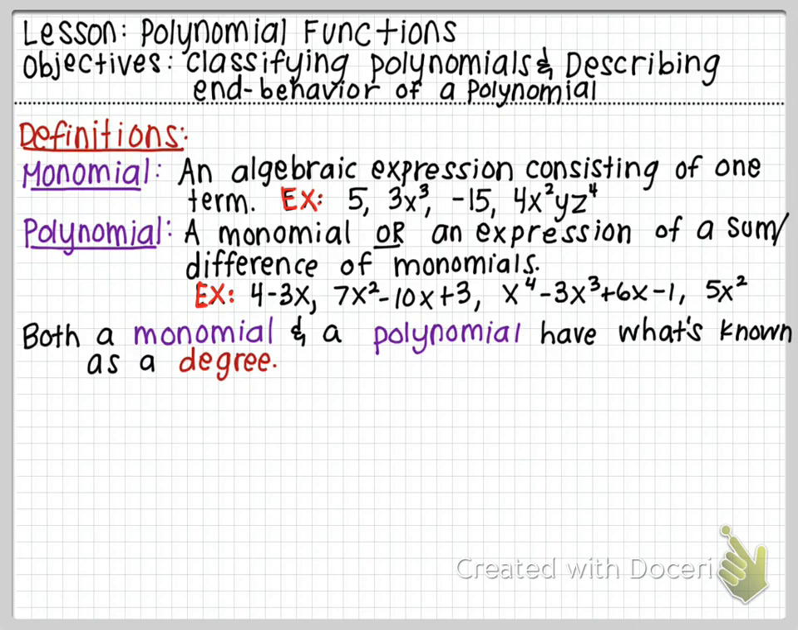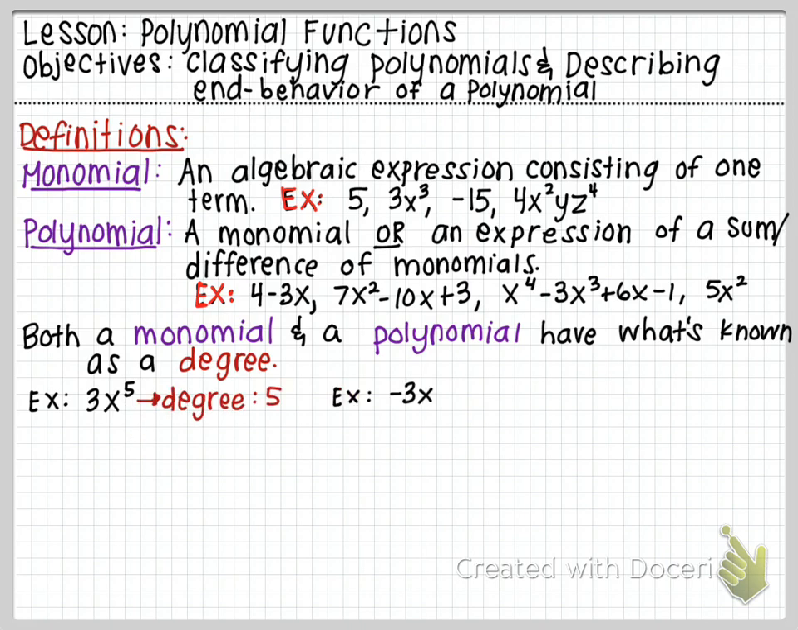Both a monomial and a polynomial have what's known as a degree. So do you see the little numbers above, like the exponents right here? That's called a degree. So, for example, 3x to the 5th. This number, that 5, is the degree of that monomial. So the degree is 5.